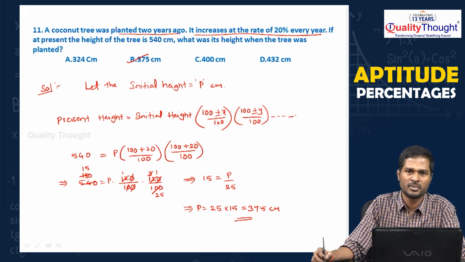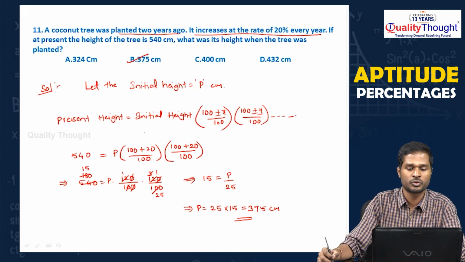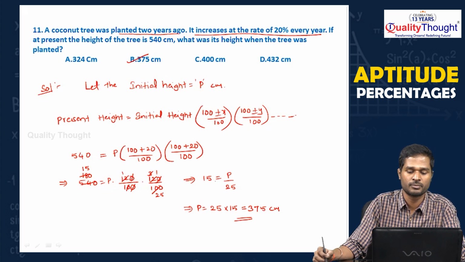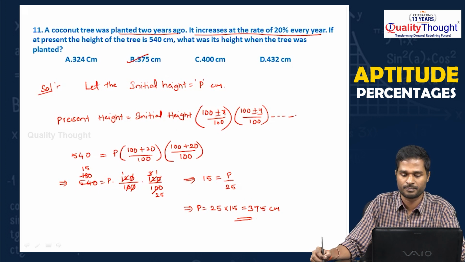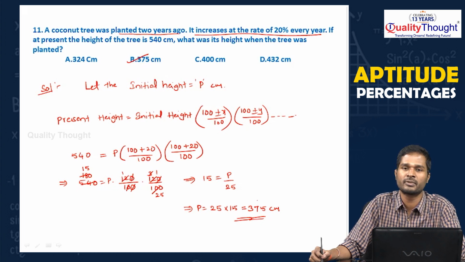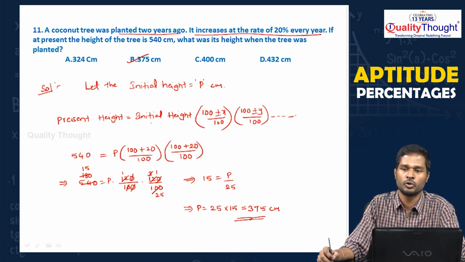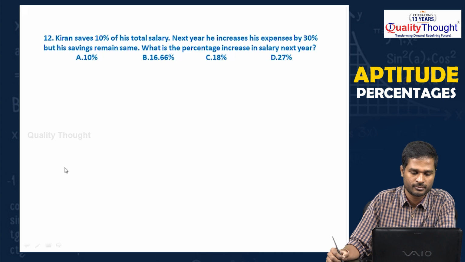See, we can take the plus symbol if he says increases, we can take the minus symbol if he says decreases. As he says both times it is increases, we will take the plus symbol. So 540 is the present height, initial height is P, 100 plus 20 by 100 into 100 plus 20 by 100. Then go for the simplification. So the original height of the tree was 375 centimeters. So it was 375 centimeters when it was planted. By increasing 20% every year, it has come to 540 centimeters at present. This is it. So this is a very important model. You will get most kind of questions like this. As I just now said, you will get the same kind of questions on the population also. Let's see another question.